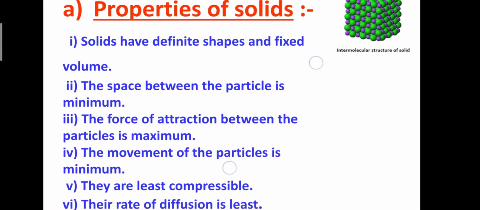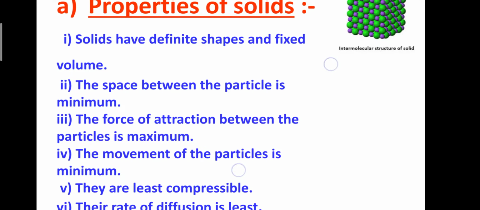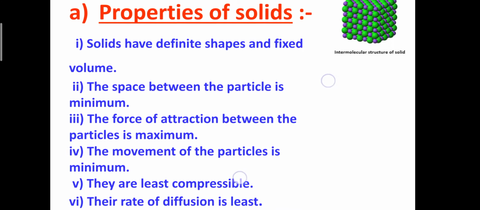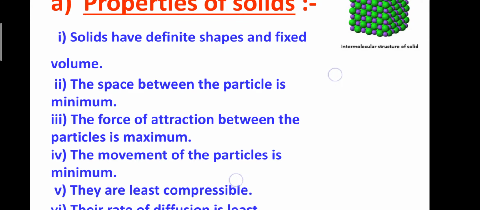There are 6 properties of solid which are among the most important properties from the point of view of chemistry. The very first property says that solids have a definite shape and a fixed volume. Second, the space between the particles of matter is minimum. Third, the force of attraction between the particles is maximum. That is why they are solid.